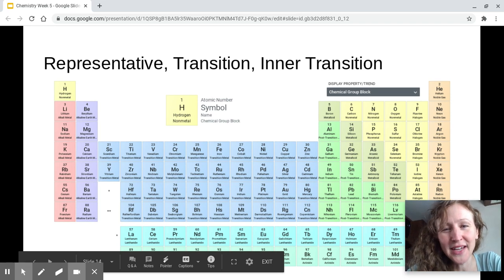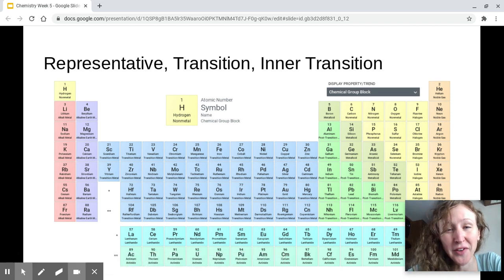Hey, chemistry. Today we're going to go through a couple different ways to classify the periodic table. The periodic table is our power tool. It's a chemist's power tool. It's so packed with information and patterns. You just have to know how to use it, and it becomes this lifeline for all chemists.